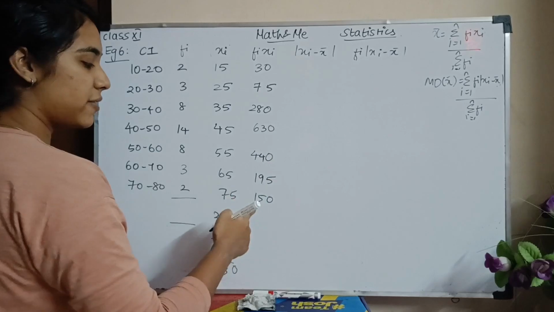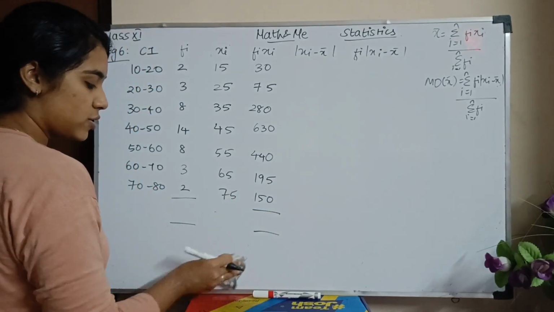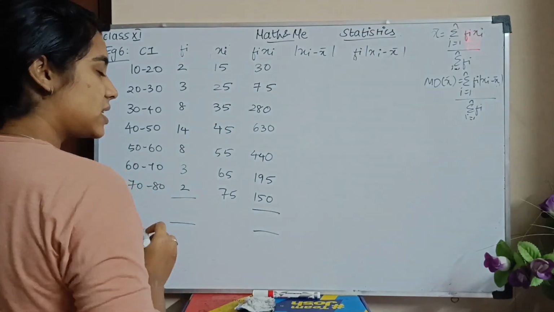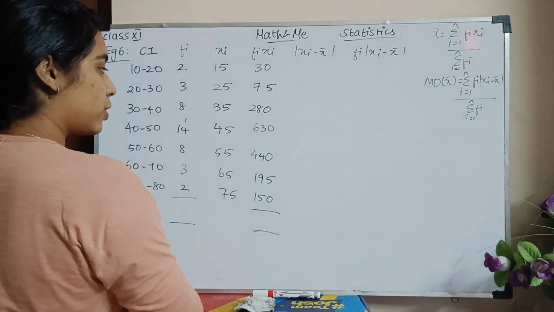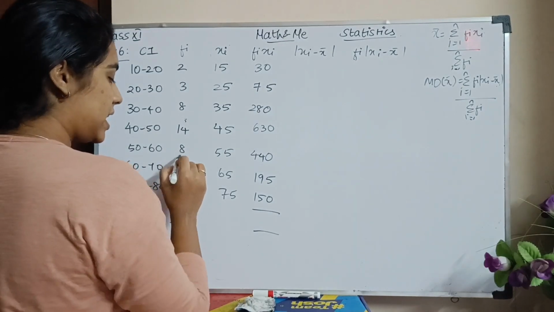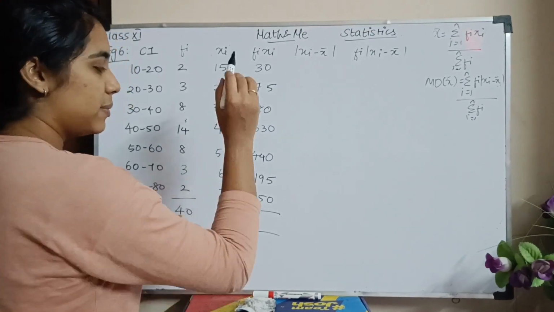Now sigma fi xi is needed. So I need to find out the summation of all this also. So let me do sigma fi first. I have 3 plus 2, 5. 5 plus 8, 13. 13 plus 14 is 27. 27 plus 3 is 30. 30 plus 10 is 40. Sigma fi is done. Now fi xi.